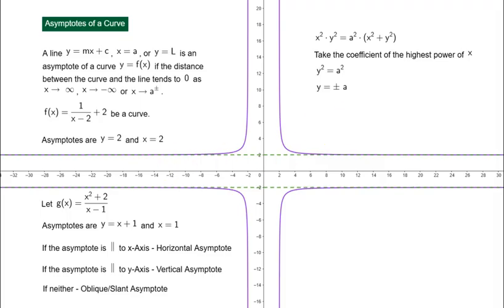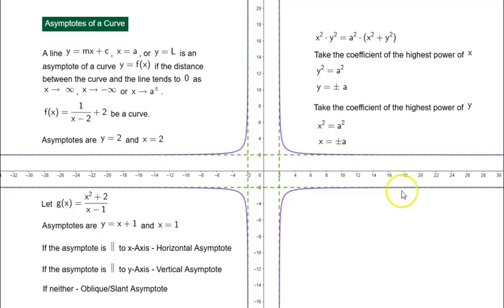And now what we do is we take the coefficients of the highest power of y. That is x square is equal to a square, which means x is equal to plus or minus a. So which means x equal to a is an asymptote. X equal to minus a is an asymptote.